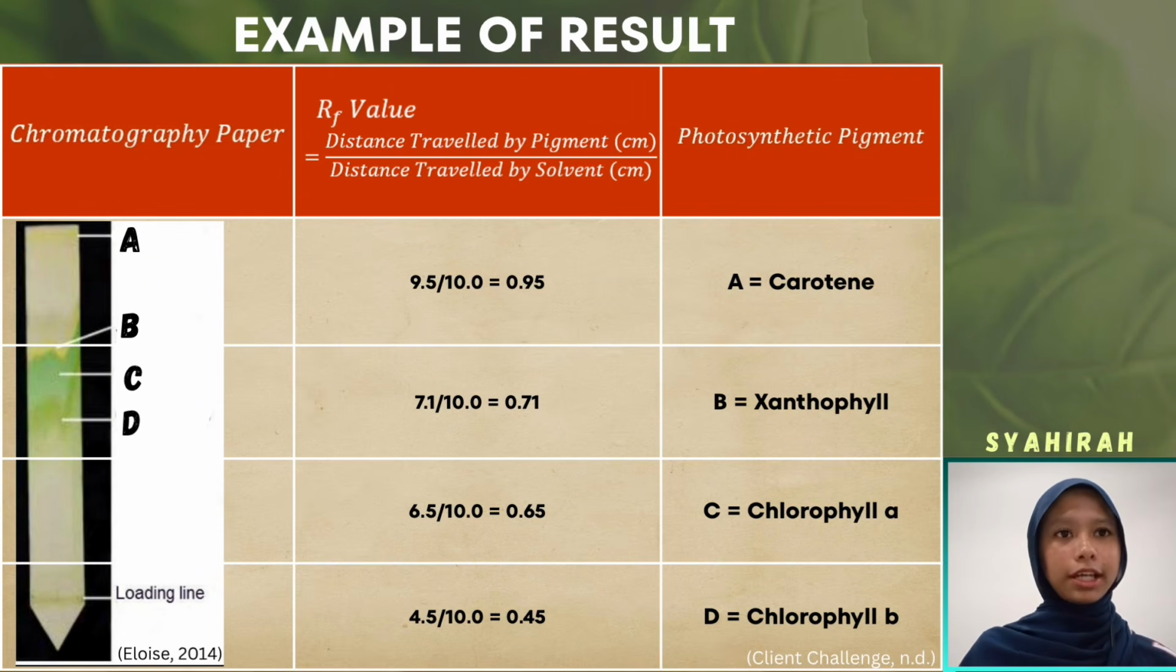And as we can see, carotene has the highest RF value. This indicates that carotene is the least polar pigment, so it has the highest solubility and weaker attraction to the paper. Then it moves the furthest with the solvent. And we can also see that chlorophyll B has the lowest RF value. This indicates that chlorophyll B has the lowest solubility and greater attraction to the paper. Then it moves the shortest with the solvent.